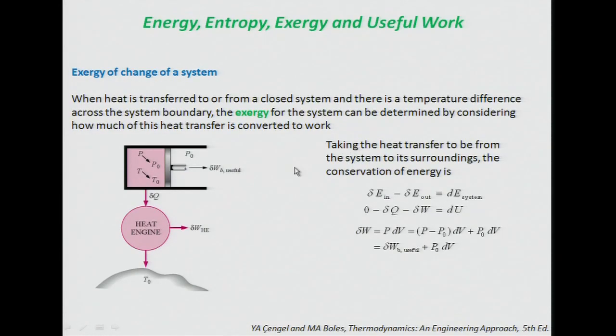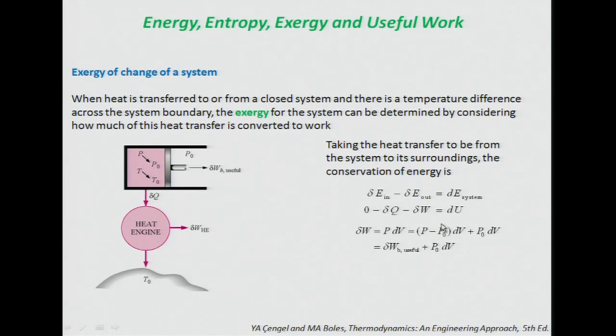So if we take the heat transfer to be from the system to its surroundings, the conservation of energy is: the change of energy in minus the change of energy out is the change of energy of the system. And this is incrementally as we go through the cycle. So we can write this in this way, and we've taken the heat transfer to be from the system to its surroundings. So I have internal energy here, incremental work output, incremental heat input to the system from its surroundings. And then the incremental work, as we discussed before, here is equal to PdV.